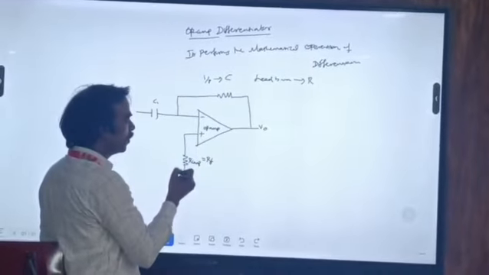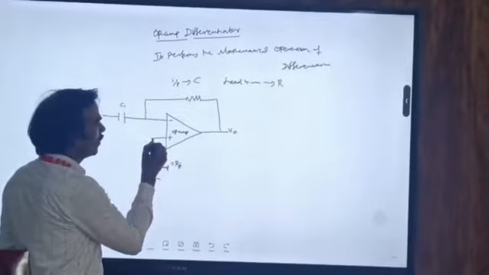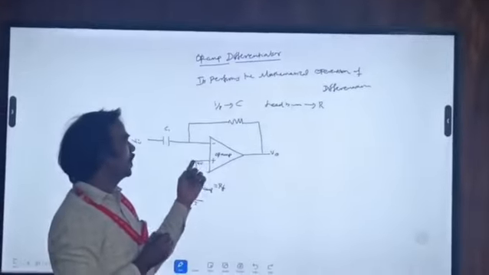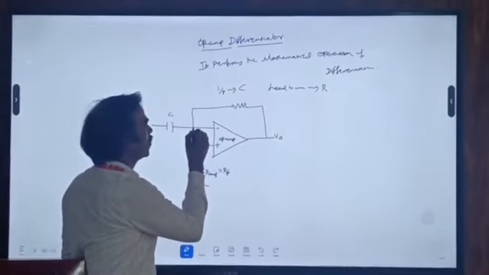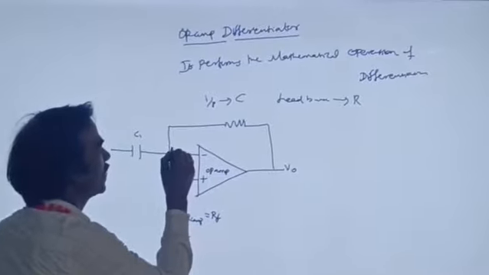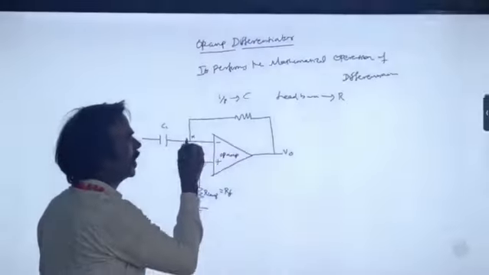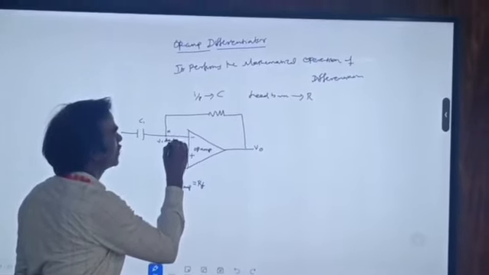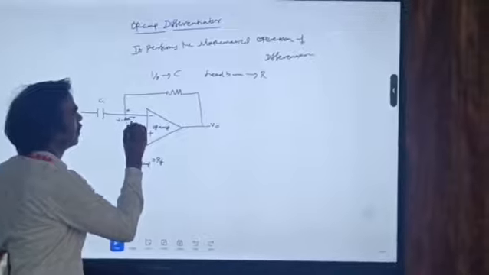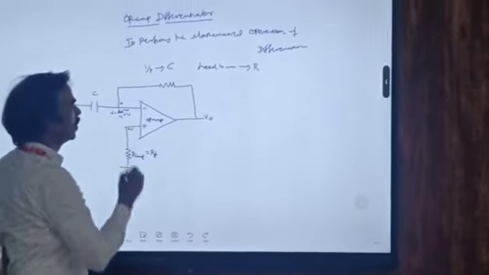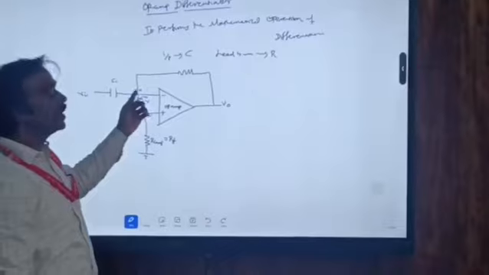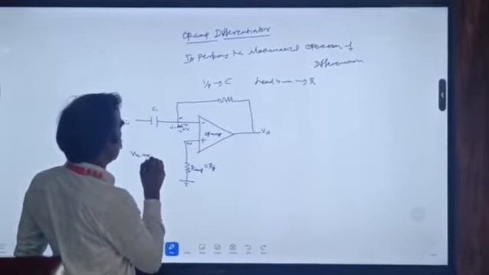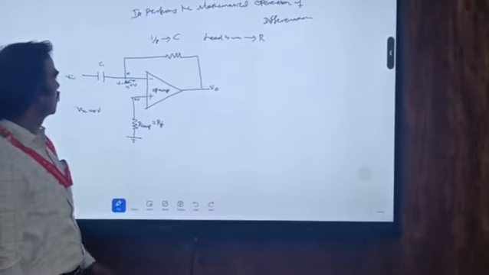Since it is connected to the ground, the voltage at this node will be 0 volt. If this node is 0 volt, due to the virtual ground effect, the inverting node also will be 0 volt. For example, considering this node as X, node X is 0 volt. So Vx equal to 0.